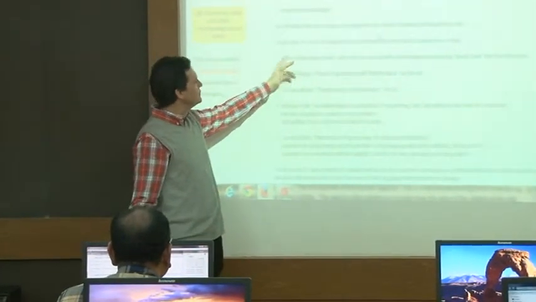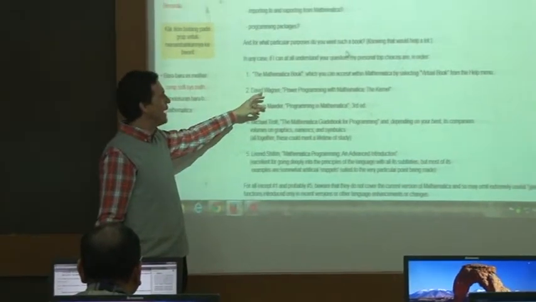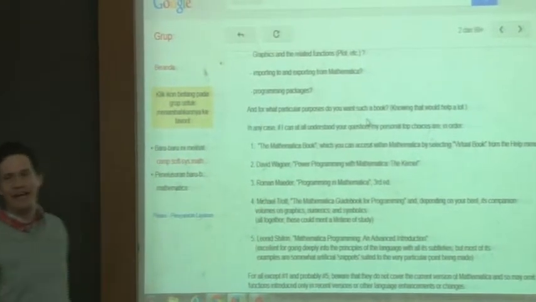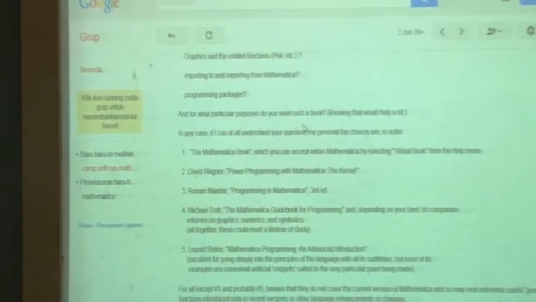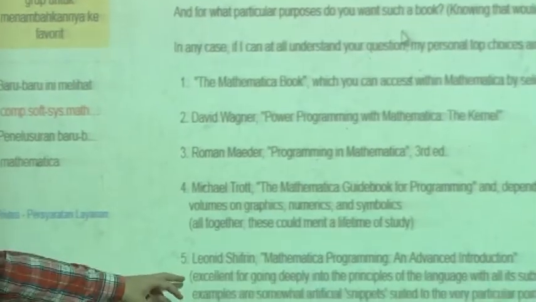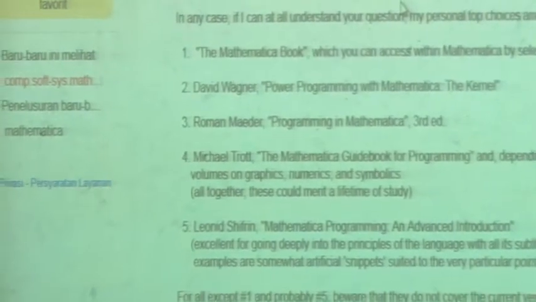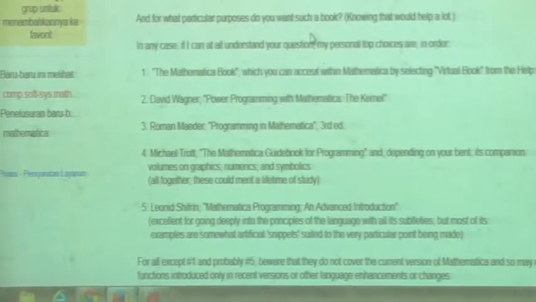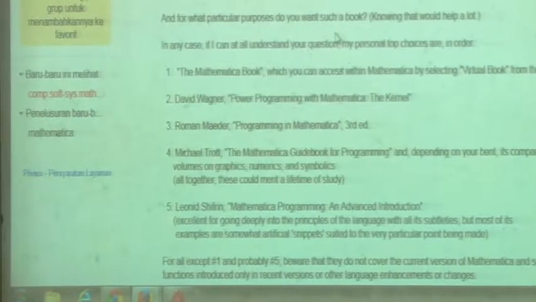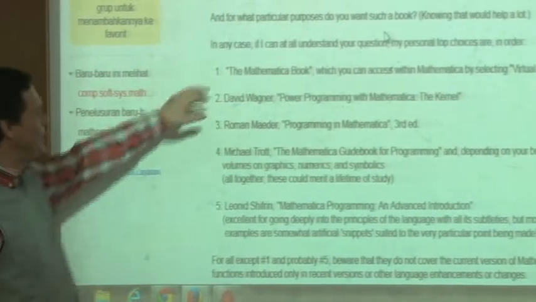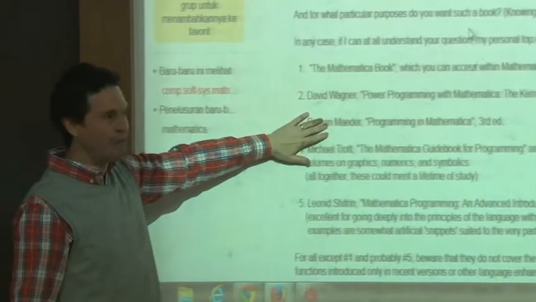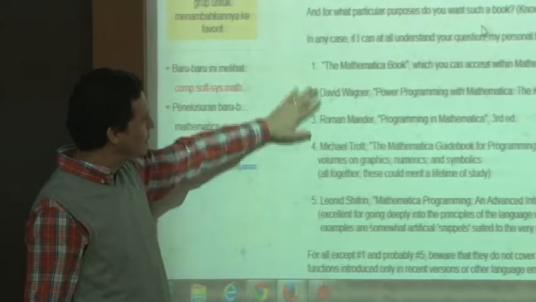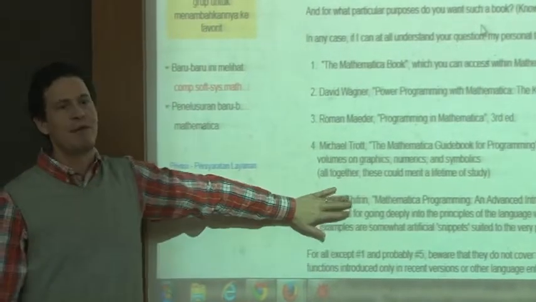This is very good. This is excellent, but very difficult to follow. Alright? This is okay. This is kind of the easiest one to follow. Alright? This is advanced. Michael Trott is very good because it contains thousands of examples and the solutions as well. So they are available. But people usually start with the Mathematica book, they move to this one, and then they move to Michael Trott, David Warner, and Shifrin. This guy has published the book for free.